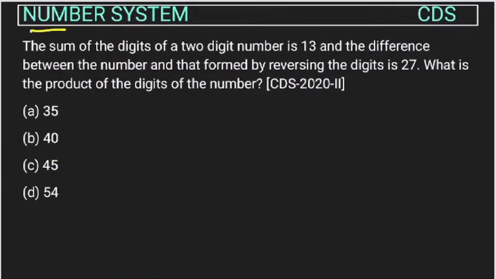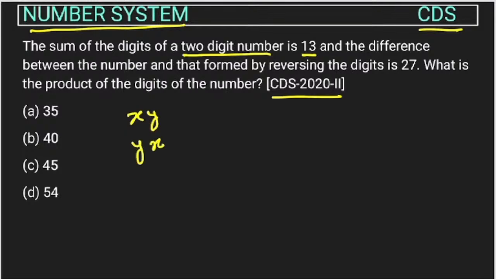Now this is a question of number system asked in CDS exam of 2020. The sum of the digits of a two-digit number is 13, right? So there is a two-digit number, suppose xy, right? So what they have given, the sum of the digits of a two-digit number is 13, and the difference between the number and that formed by reversing the digits is 27. So the number formed will be yx, right?